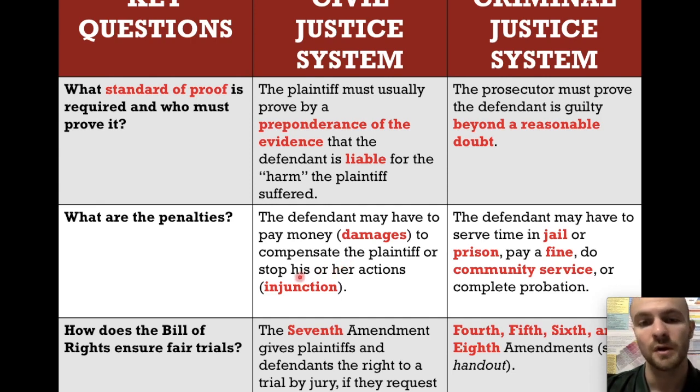The other penalty in the civil justice system is an injunction. An injunction is a formal court order for the defendant to cease and desist what they were doing. How does the Bill of Rights ensure fair trials? We'll touch on the Bill of Rights later on in this course, so I'm just going to go ahead and skip this question for the time being.